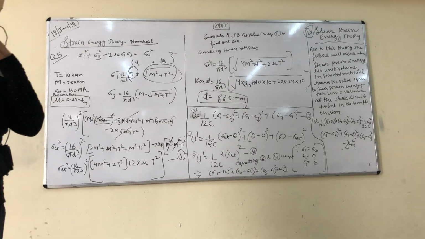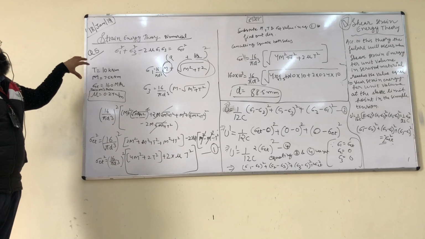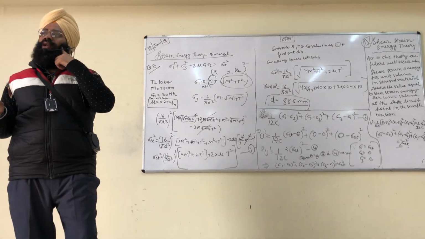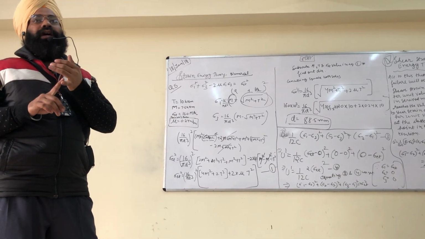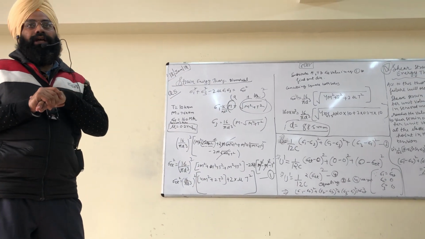So we can also calculate the value of the diameter from this equation. We can change the value of moment and torque and we can simply get the answers for the diameter if Poisson ratio and stress ET are given. So this is about the shear strain energy theory.